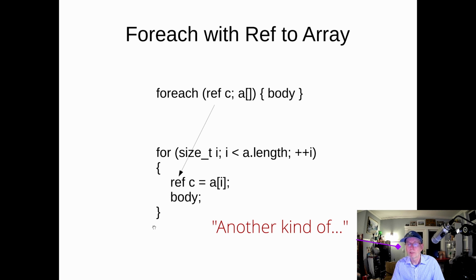Another variation of the foreach loop is that you may want to modify elements of the array, and if you do, you put ref in front of it, which just translates into the same for loop, except it puts a ref in front of the declaration of C. Now, D doesn't allow at the user level to declare local variables as ref. But internally, the compiler is allowed to declare its own variables as refs. So in effect, we're cheating just a little bit here by doing things that aren't available to the user.